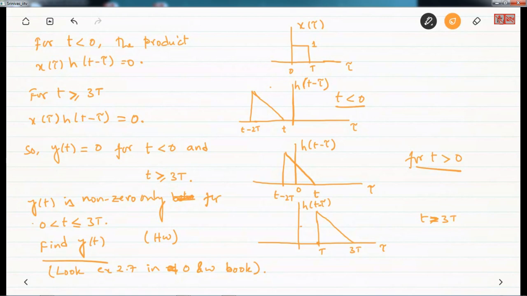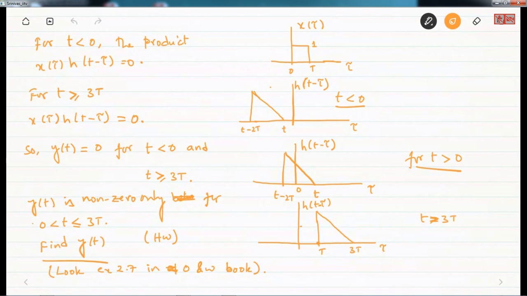So in these two examples, what we did was we have taken signals such that the convolution is 0 for some values of the variable t, so that it is somewhat easy for us to do this. Now next let us take one more example where the convolution is not 0 for any value of t.